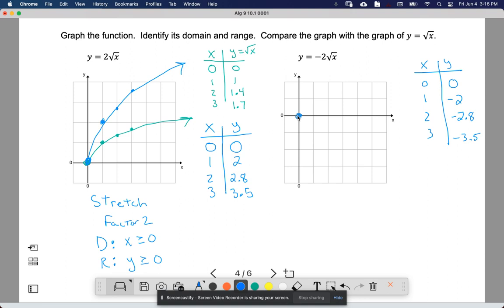So from here, starting point 0, 0. Then we went 1, minus 2. Then we went 2 and minus 2.8. And then 3 and 3.5-ish. And we can see what our graph does now. When we have a minus sign, it actually is a reflection. And this is a reflection over the x-axis, and mathematically you always say reflection in the x-axis.